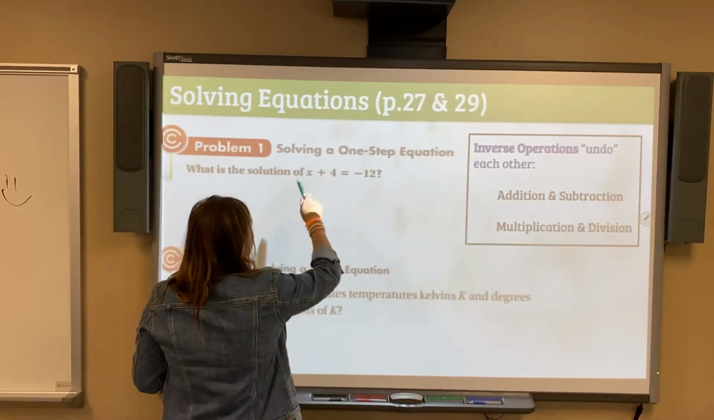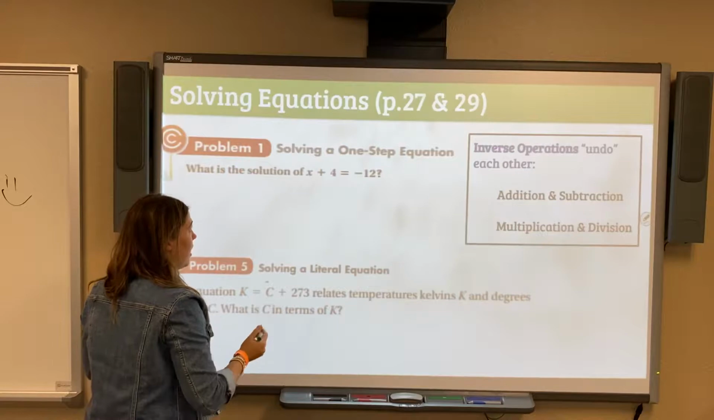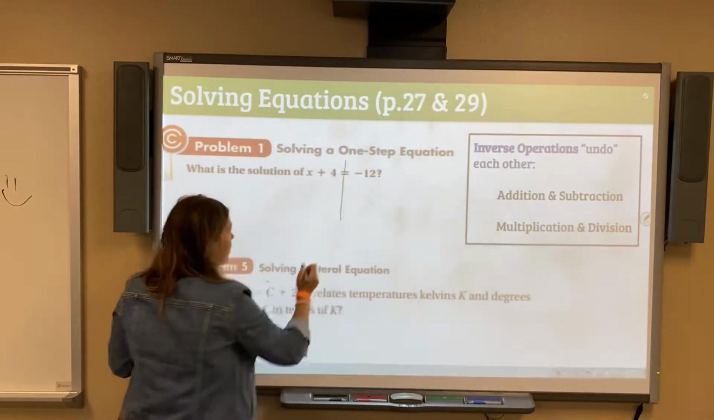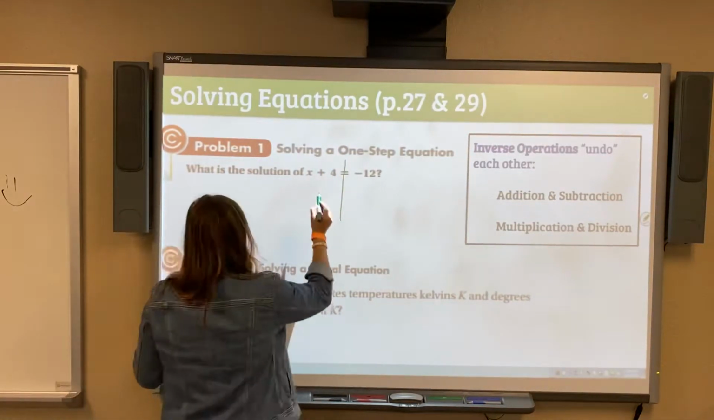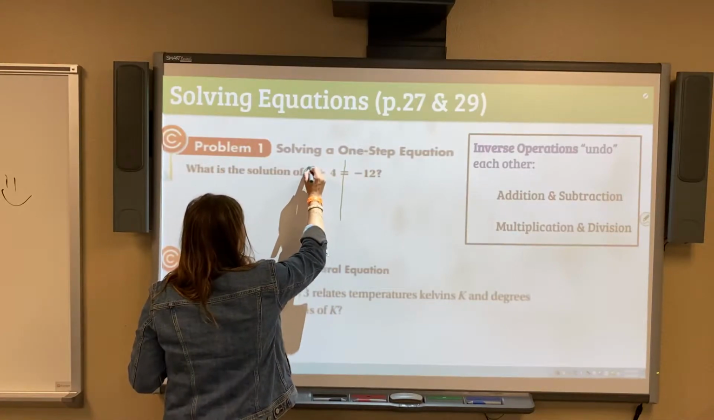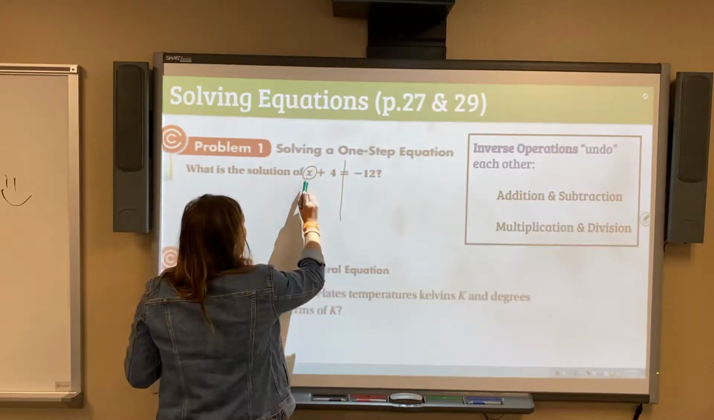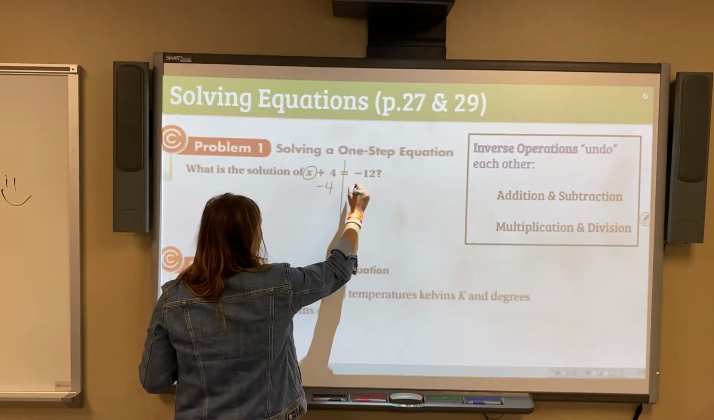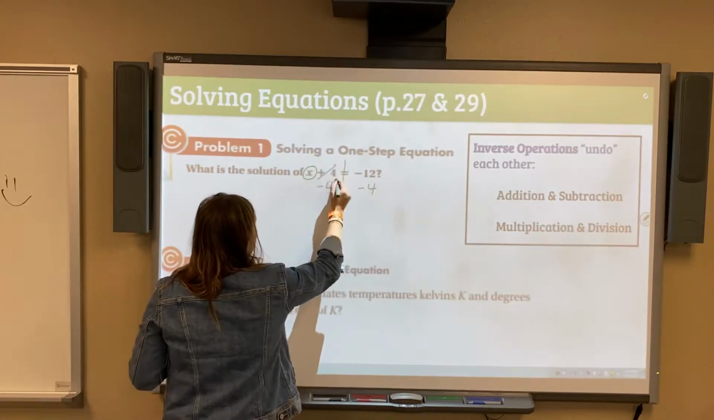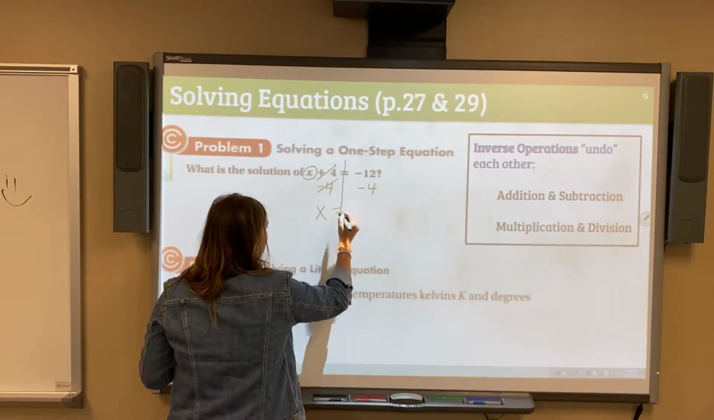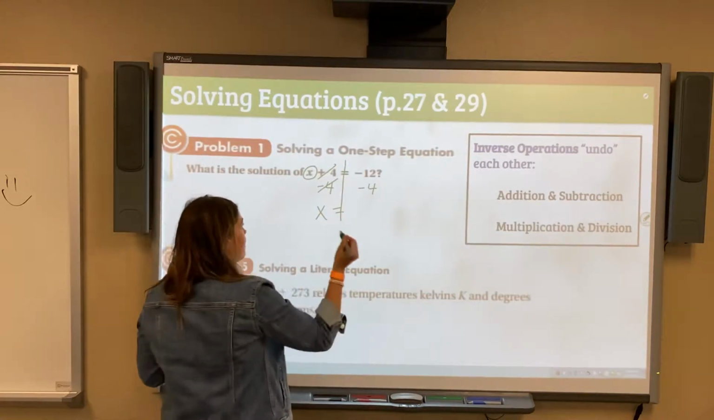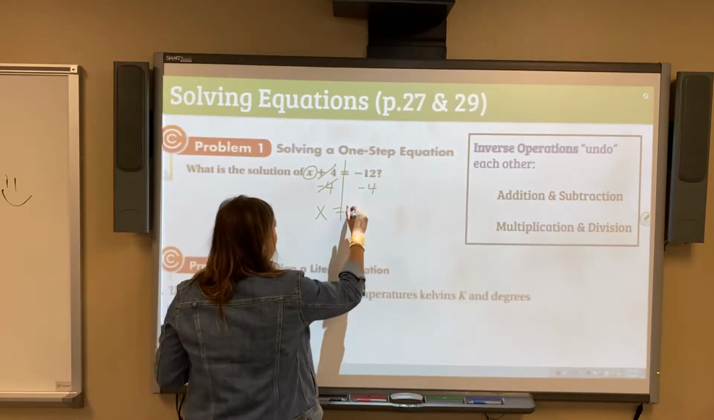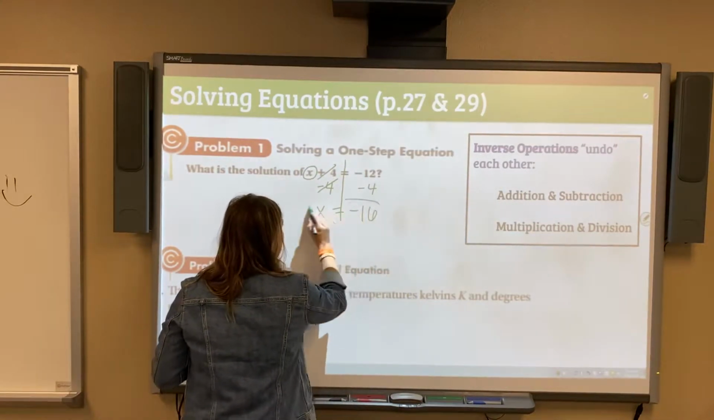What is the solution of x plus 4 is equal to negative 12? Okay, you can always think of this equal sign like a fence, and we're solving for x. That's the variable. So we need to undo this addition of 4 by subtracting 4 from both sides. Cancel, cancel. All we have left on the left is our x. Negative 12 minus 4 would be negative 16.